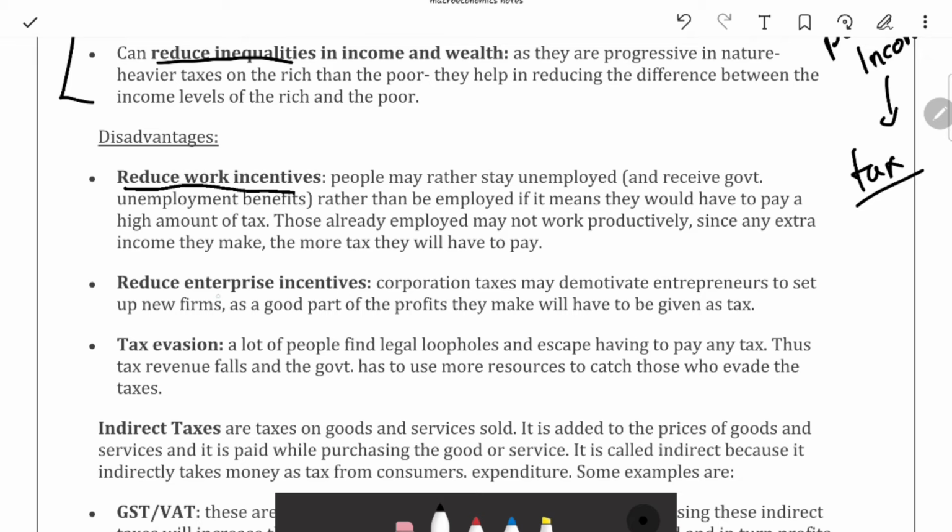The next one is that it will reduce the enterprise incentives. That basically means that if the corporation tax on a business is so high, they will not want to make profit, and so people will not start businesses, and will instead look for other work. The next one is tax evasion. Tax evasion is simply when people find loopholes. Basically, when someone pays by cash, there's no tax, because you can put that cash into your pocket. Many shopkeepers will say pay by cash and they will give you a discount because there's no tax. That's the reason why people prefer to pay by cash.